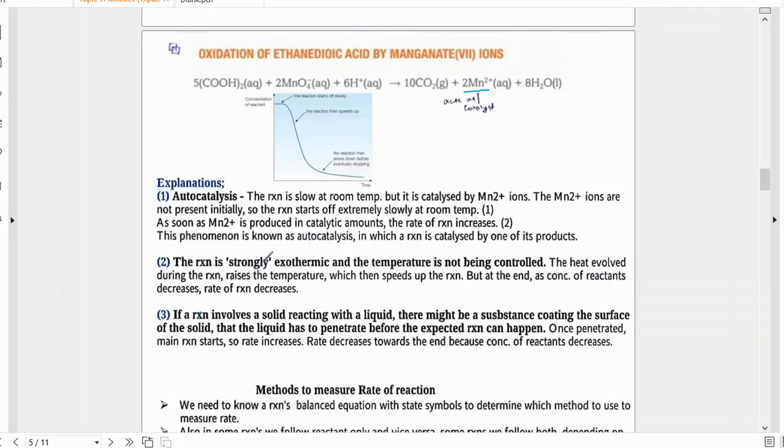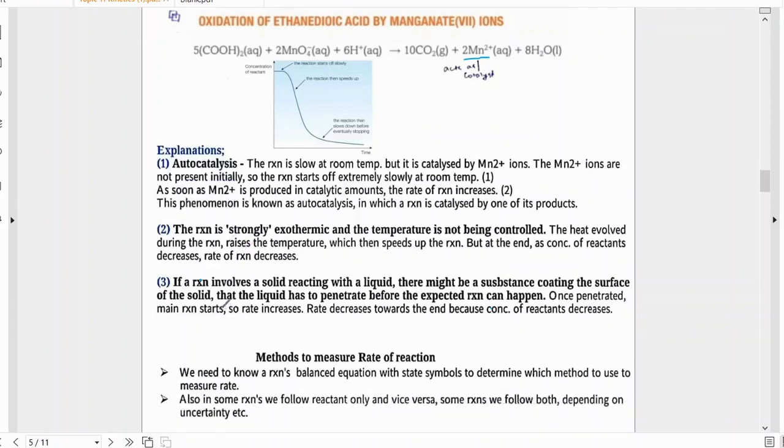The reaction is strongly exothermic and temperature is not being controlled. Initially slow, but as it is exothermic, heat is evolved. So the temperature of the reaction mixture increases as it is not being controlled. If it increases, the rate of reaction increases. Rate of reaction again decreases at last because the concentration of reactants falls as they get used up.